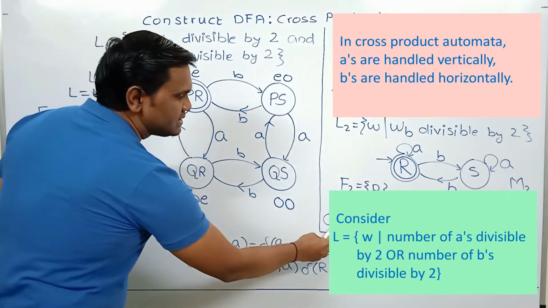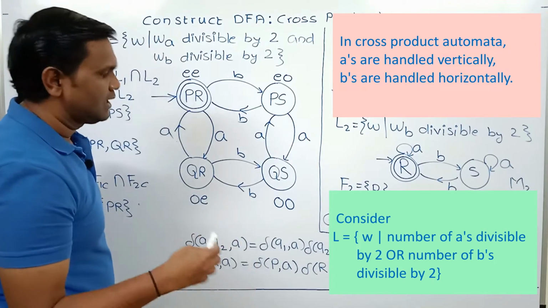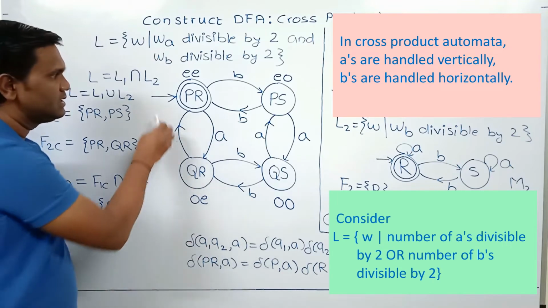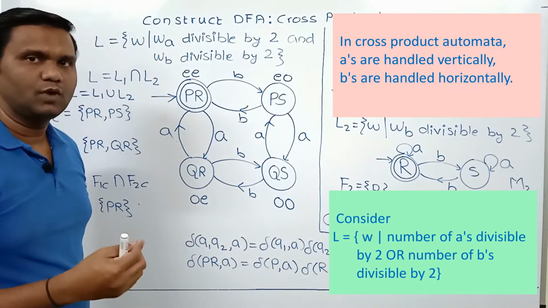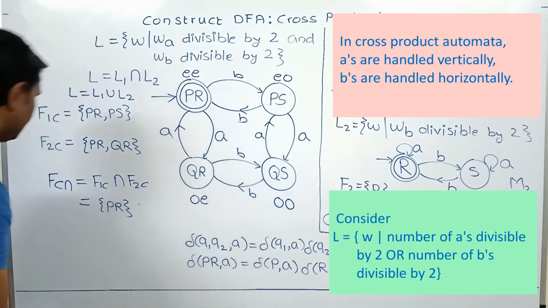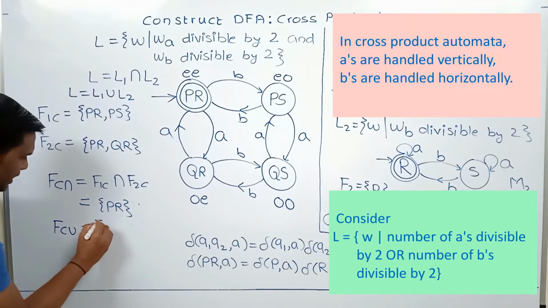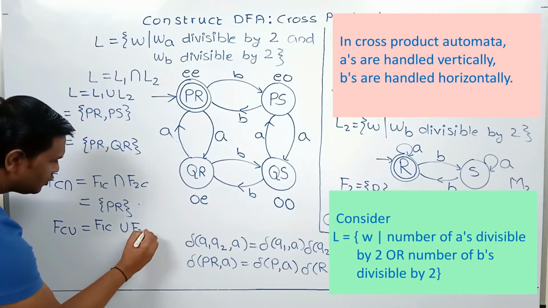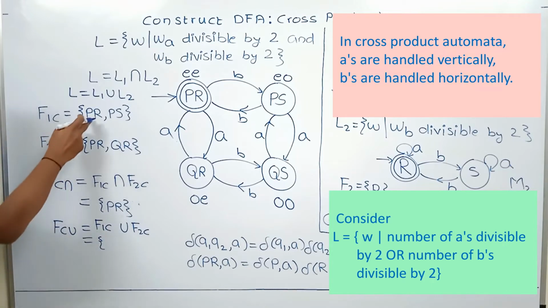For states, we have to consider Q1 cross Q2. For transitions, we have to use this formula. We get exactly the same transitions. The initial state will remain the same. The only thing that is going to change is how we calculate the final states. Now, the final states in the cross product for the union of L1 and L2 will be F1C union F2C. So we have to take the union of these two sets of states.